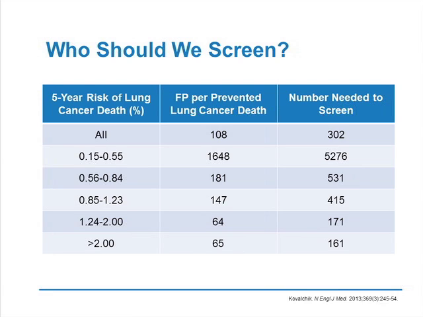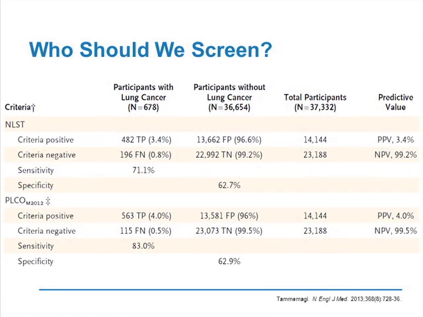Whereas if you take the top 2 quintiles, you only need to screen 160 to 170 people in order to save one life, and you'd find only 65 additional patients with lung nodules. So a very different scenario, even within the high-risk group of the NLST. You'd have to decide, are we going to screen everyone in the NLST criteria, or are we going to be selective based on risk? The other question, what about those outside of the NLST criteria?